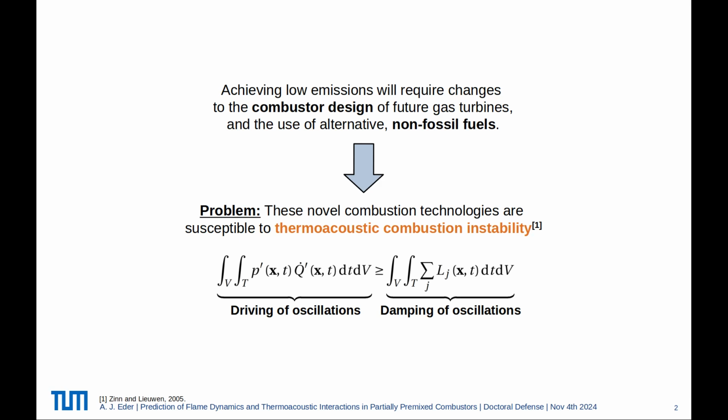The left-hand side of this inequality shown here states that the unsteady flame adds energy to the acoustic field when the heat release rate is in phase with the pressure at the location of the heat source. That means the smaller the phase difference between pressure and heat release rate fluctuations, the greater the energy added to the instability. And it's important to note here that this self-excited instability is unique to each combustor. Consequently, predicting thermoacoustic combustion instability reliably in practical combustion devices remains challenging.